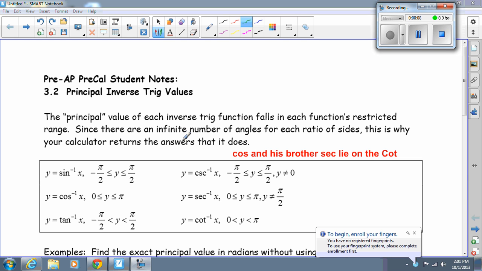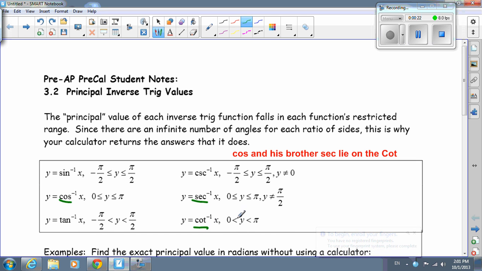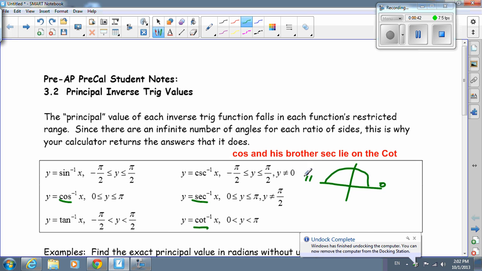Remember when I mentioned this in class, the first thing you have to know is the restricted range. The restricted range of cosine, secant, and cotangent are almost the same. If you look at cosine, secant, and cotangent, you will notice that they go from 0 to pi. And that's exactly how to remember it, we use the cot and say cosine and his brother secant lie on the cot. In other words, for cosine and secant, the restricted range is from 0 all the way to pi. Of course, actually only for secant, we have a restriction there.